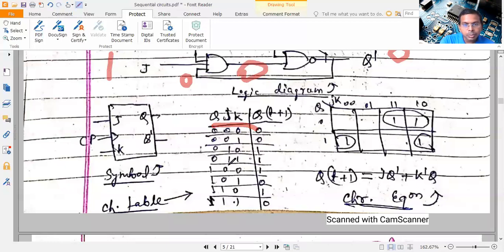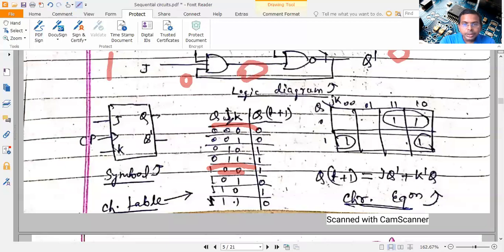Again, you can see here both inputs are 0, 0. So no change. So this one is transferring to here. Now what are the remaining cases? If K is 1, it means reset. So it is becoming 0 irrespective of the input.